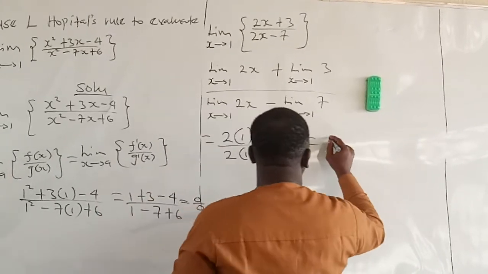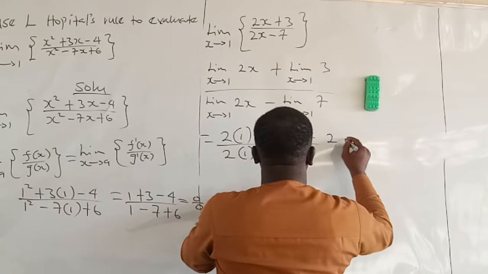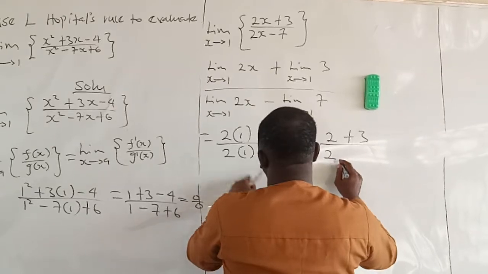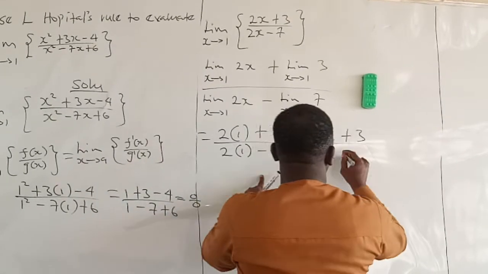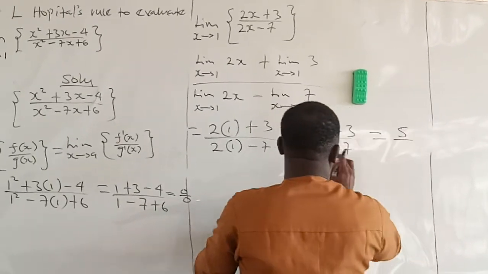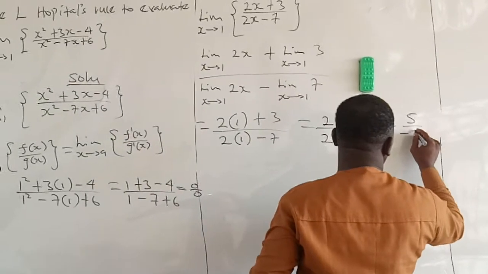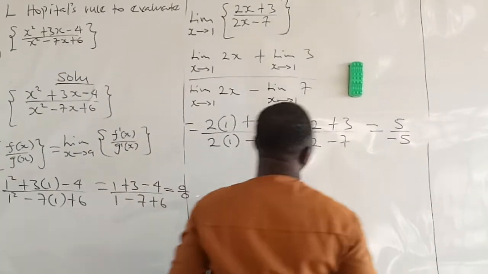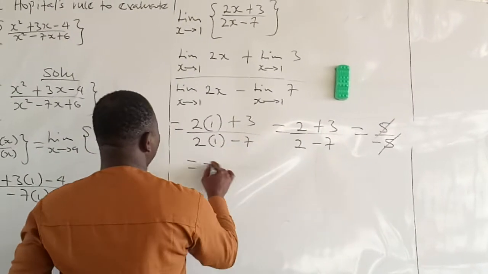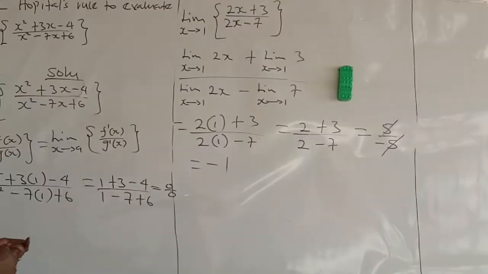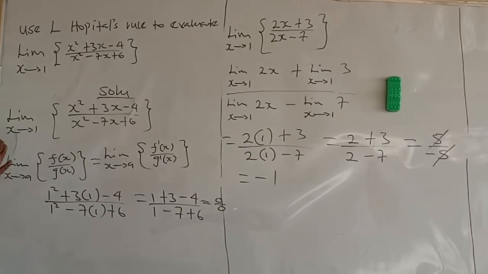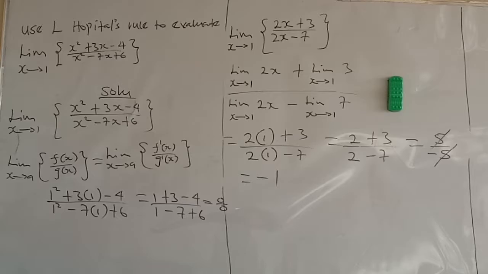So here will now be 2 times 1, which gives us 2, plus 3, all over 2 times 1, which gives us 2, then minus 7. Here 2 plus 3 will give us 5. Then 2 minus 7 will give us minus 5. Is that clear? So the limit will now be 5 over minus 5, which gives us minus 1. Is that clear? This is how to solve problems of this form if you are asked to use L'Hopital.